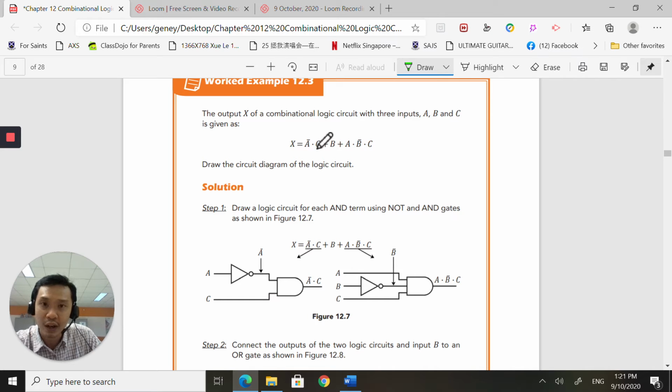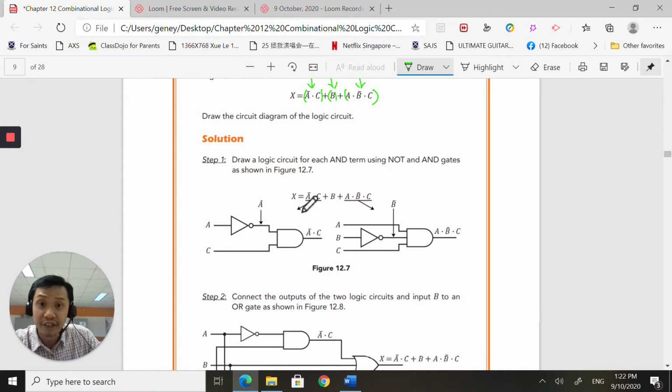The next thing is I want to divide this into the ANDs here. It's A complement and C, or B, or A and B complement and C. The whole idea is I want to break it up into the ORs. That's the way that I do it. I know some people might do it another way. So I want to do this in 3 steps like so.